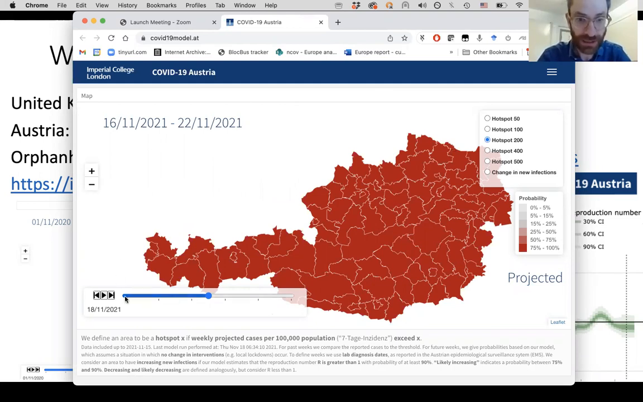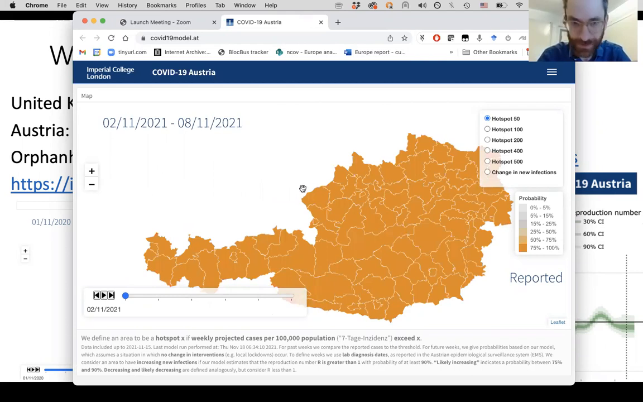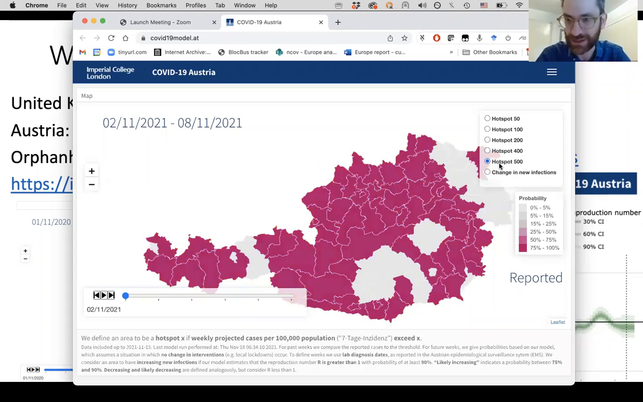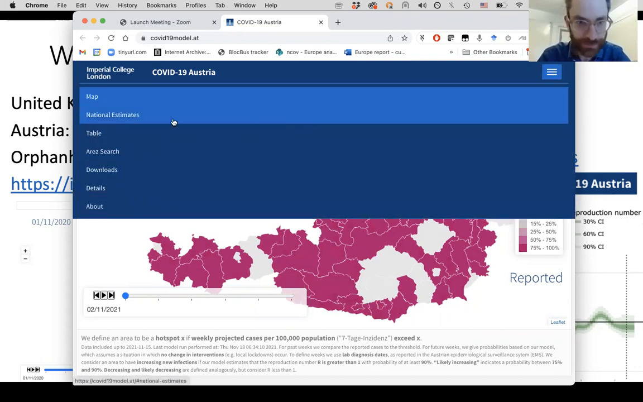Maybe we can see why they're so worried. Hotspot 50, well, that's weekly projected cases per 100,000 above 50. Well, yes, certainly above 50, it's been blown through for weeks. Above 100, well, yeah, also above 200, above 400, above 500. Okay, there's a few regions where the probability is low that it's above 500. Let us look at Vienna.